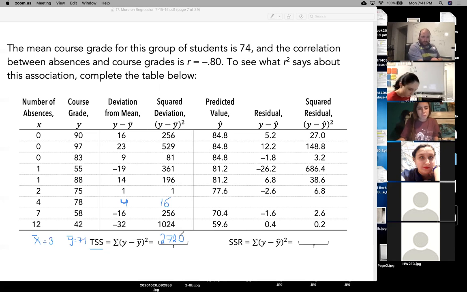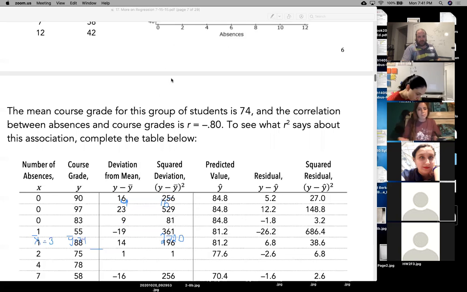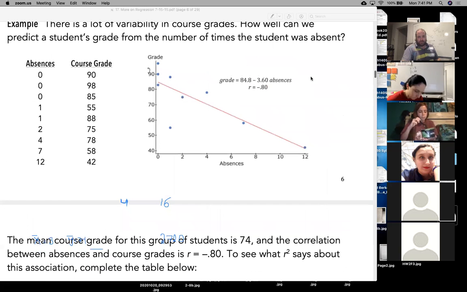Now, the predicted value of y hats. So if I go back here, here's my formula. They've already done the math for us to get the formula, because the formula for the best squares regression line we didn't do last chapter, right? We never actually learned the formula for it, so we're not going to. We're just going to use it. It's 84.8 minus 3.6x.